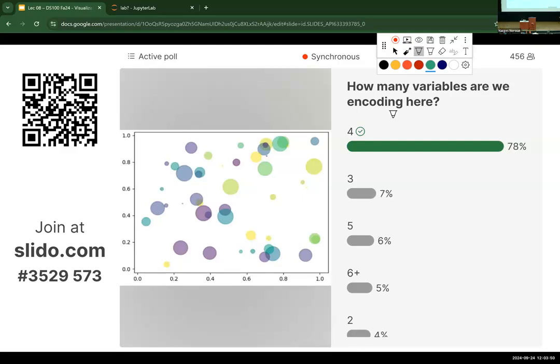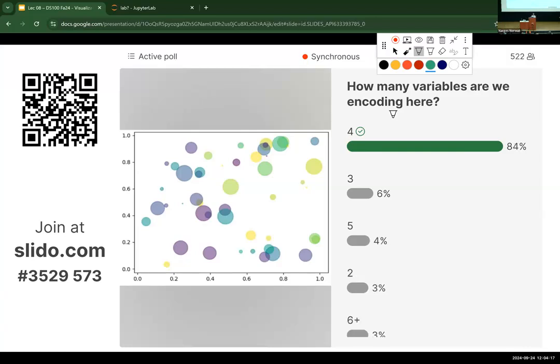Looks like 4 is a winner. Can someone explain what those 4 channels are? Yes. X and Y. We have the color hue. We have the area of each one of those circles that we have. So we have 4 different information channels that we're utilizing.